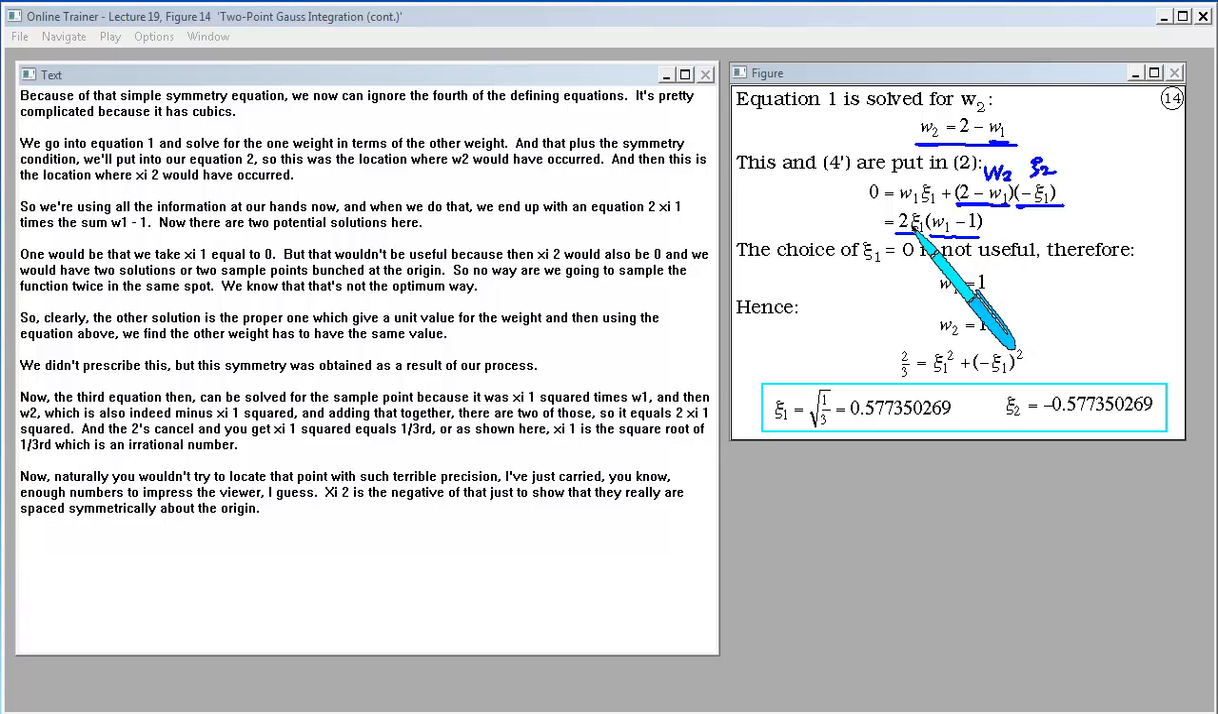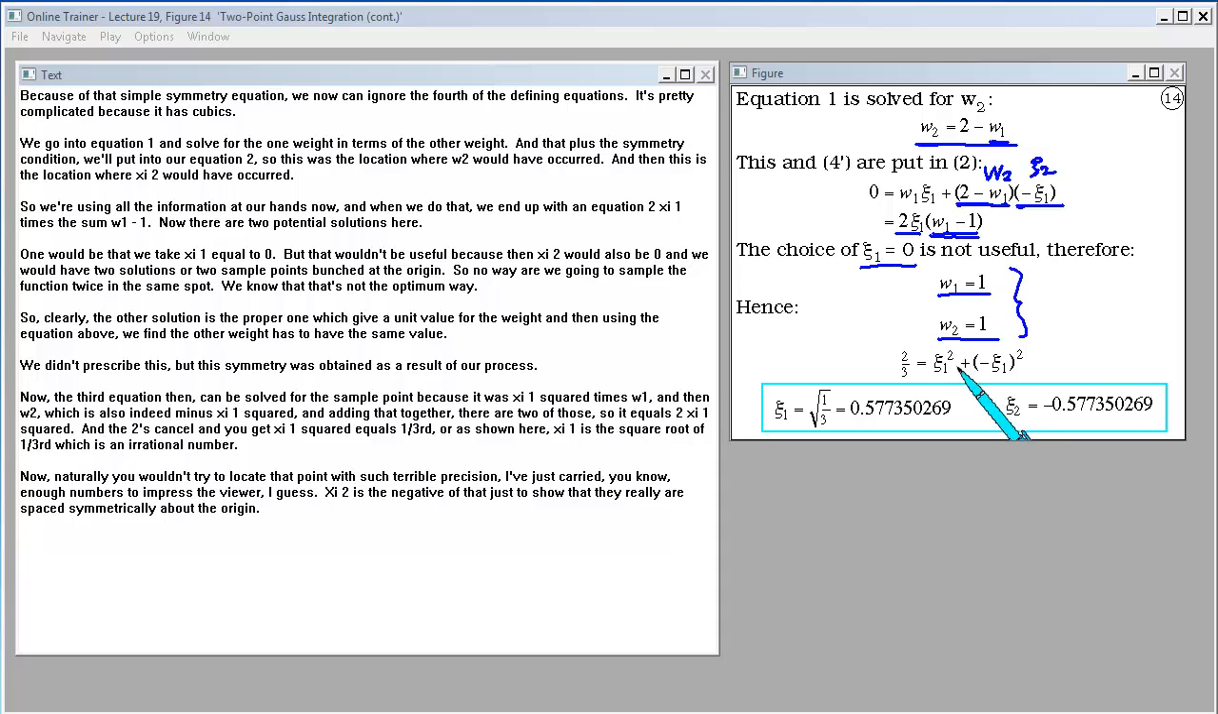Now, there are 2 potential solutions here. One would be that we take C1 equal to 0. But that wouldn't be useful because then C2 would also be 0, and we would have 2 sample points bunched at the origin. So no way are we going to sample the function twice in the same spot. We know that that's not the optimum way. So clearly the other solution is the proper one, which gives a unit value for the weight. And then using the equation above, we find the other weight has to have the same value. We didn't prescribe this, but this symmetry was obtained as a result of our process.